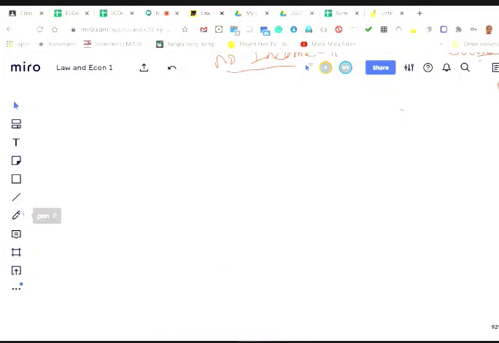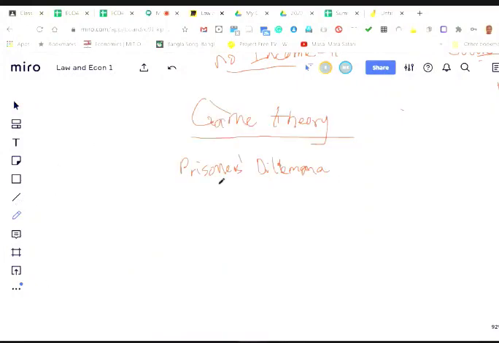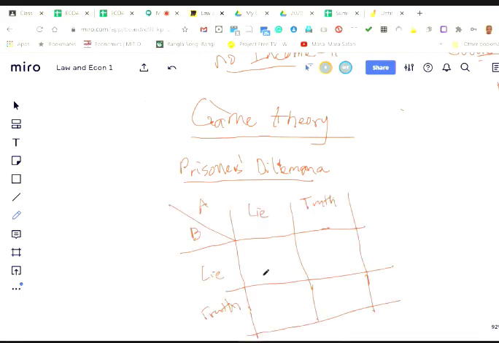The second concept I want to touch upon today is game theory. Yes, Sir, I can explain. Okay, explain the prisoner's dilemma. Now you explain this to me.